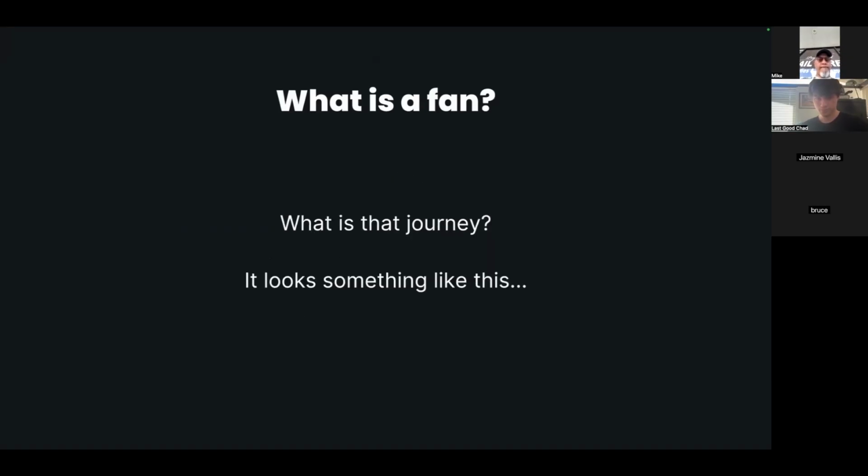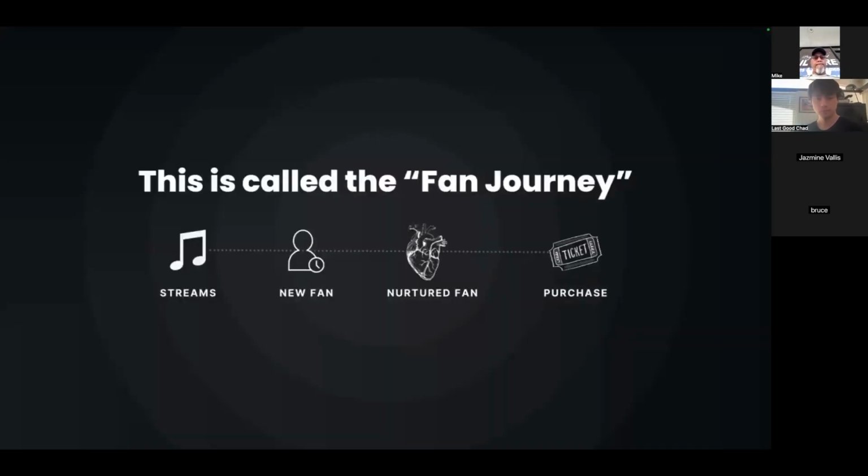And so they're on a journey with you. What is that journey? Well, it looks something like this. It's called the fan journey. It starts with streams, right? Streams can lead to new fans, but it goes so much further than that. Then you want to nurture those fans. And the ultimate form of nurture, the thing that we all want, right, is sales, right?